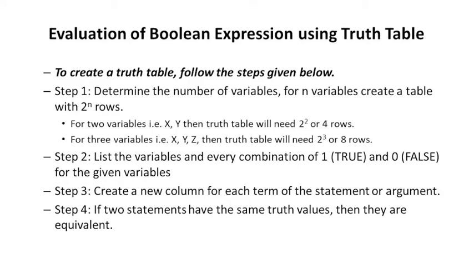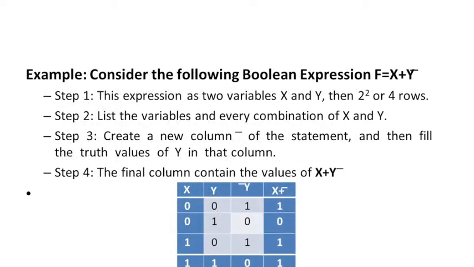Second step, list the variables and every combination of 1 and 0 for the given variables. All the combinations we should write as inputs. Create a new column for each term of the statement or argument. If two statements have the same truth value, then they are equivalent. Then the truth tables are said to be equivalent. Consider one example.